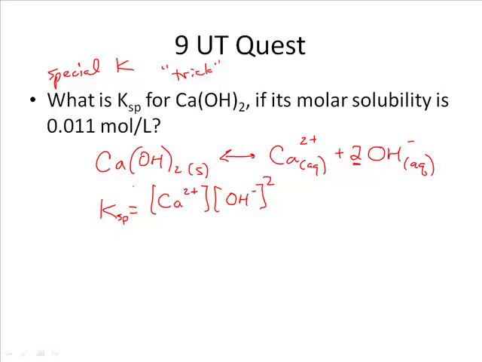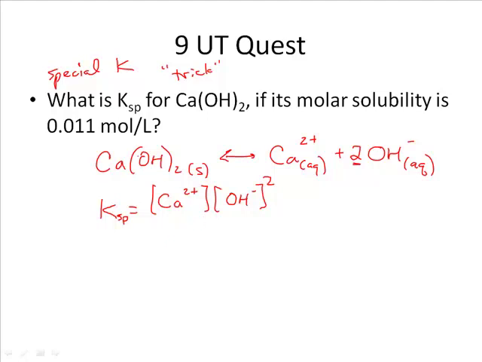Why didn't I write calcium hydroxide on the bottom? It's 1. It's a solid. So you don't have to write it, or you can write it, your choice, as a 1. If you write it as calcium hydroxide, that's not going to work. So this is our KSP expression.